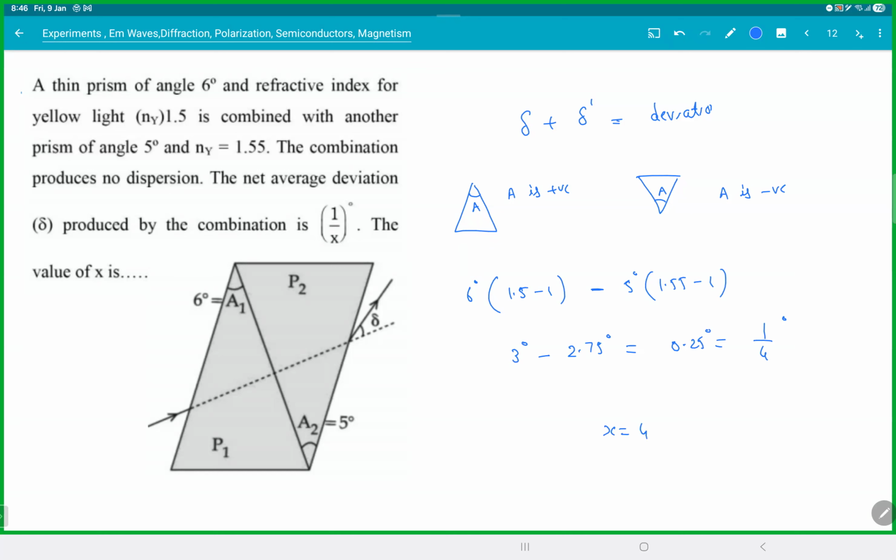How tough was the question? Just the deviation. But the moment you see this question, you will blank out. You're like, what is being asked? That's it. You just have to get both the deviations and finish it off. If the prism is up, it is positive. Prism down, it is negative. Clear with this?